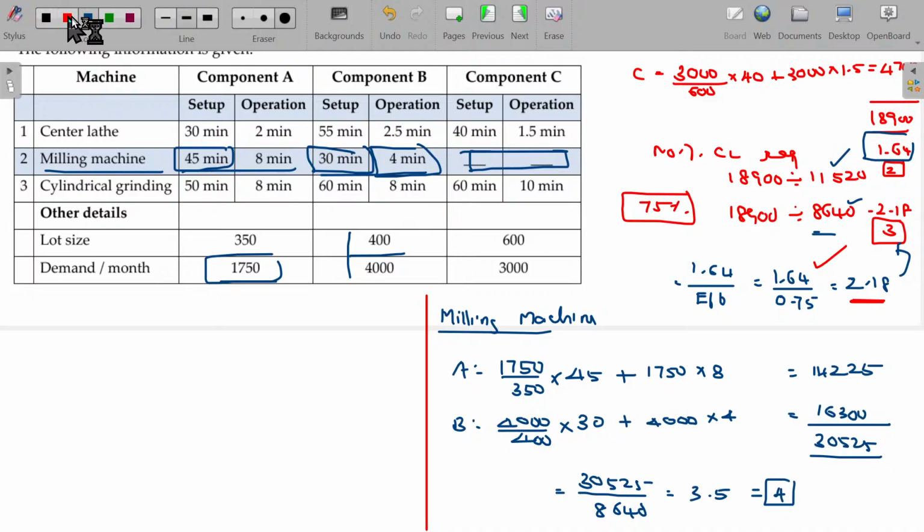Similarly, try for the component C, means cylindrical grinding. Let me go for the cylindrical grinding. Okay, cylindrical grinding.